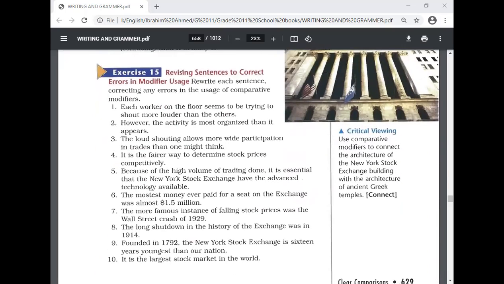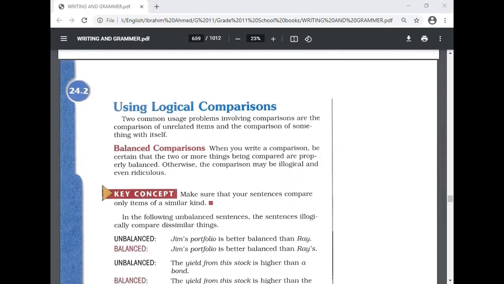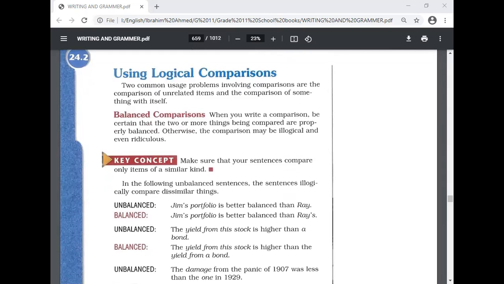Exercise 15, rewrite each sentence, correcting any errors in the usage of comparative modifiers. Each worker on the floor seems to be trying to shout more louder. Of course, more is not correct here. Shout louder. This is double comparison. Number two, however, the activity is most organized than it appears. Of course, we need more, not most here. Number three, the loud shouting allows more wide. More wide is not the correct form. It should be wider. Okay, let's move on to the next point, using logical comparisons.